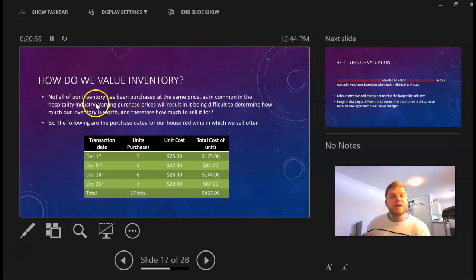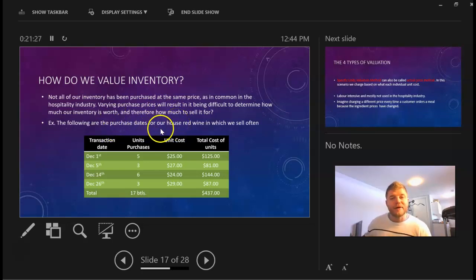So here he says, not all of our inventory has been purchased at the same price, as is common in the hospitality industry. So prices go up and down, right? One day you buy a ribeye, it's $12 a pound. Next day you buy it, it's $20 a pound. Those kinds of fluctuations can happen where they almost go up 50% from one time you order it to the next. So varying purchase prices make it difficult to determine how much your inventory is worth. Therefore, what you buy it for dictates how much you can sell it for.